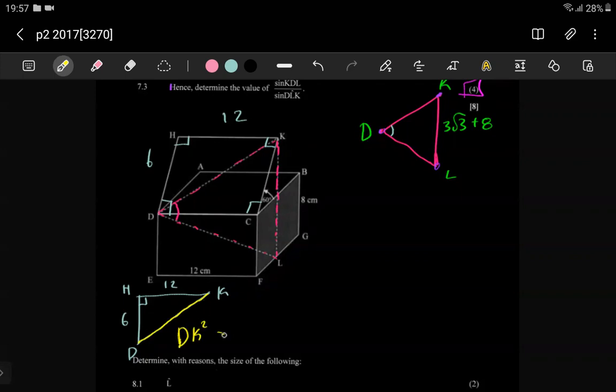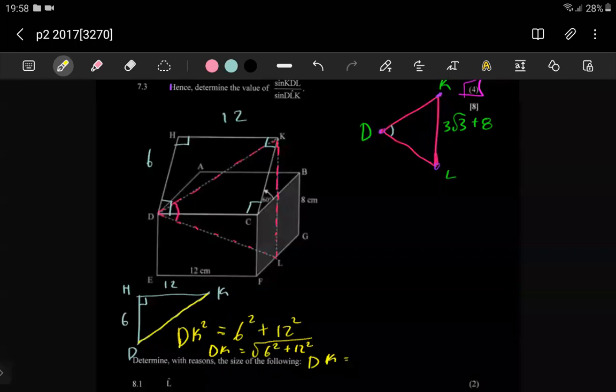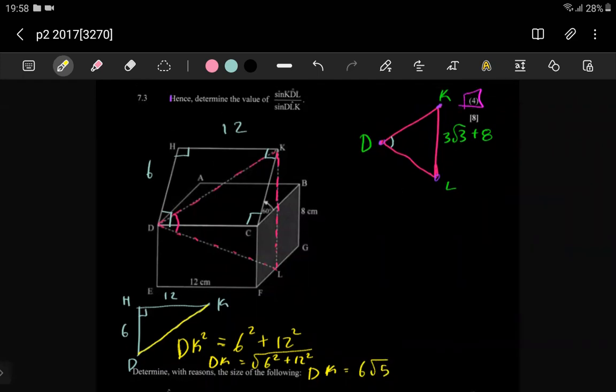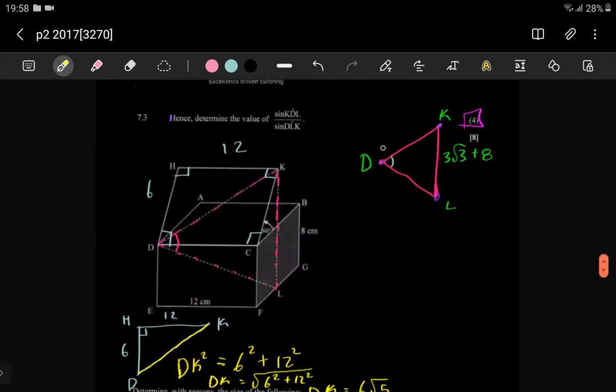So DK squared, we know, is equal to 6 squared plus 12 squared, meaning that DK is equal to the square root of 6 squared plus 12 squared. So let's see what DK is. DK is equal to the square root of 6 squared plus 12 squared. This is going to give us 6 square root of 5. That's the distance of DK. So we might as well put that there: 6 square root of 5.